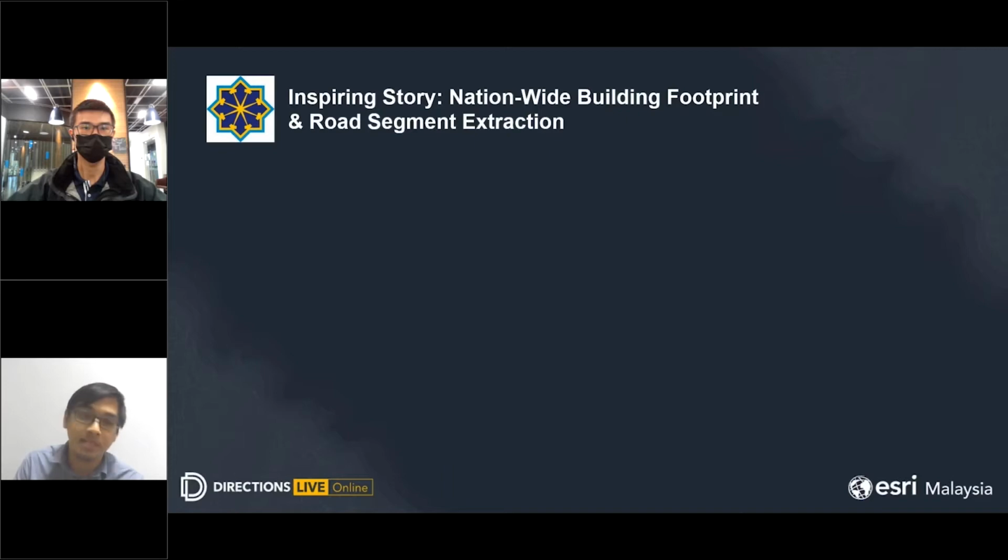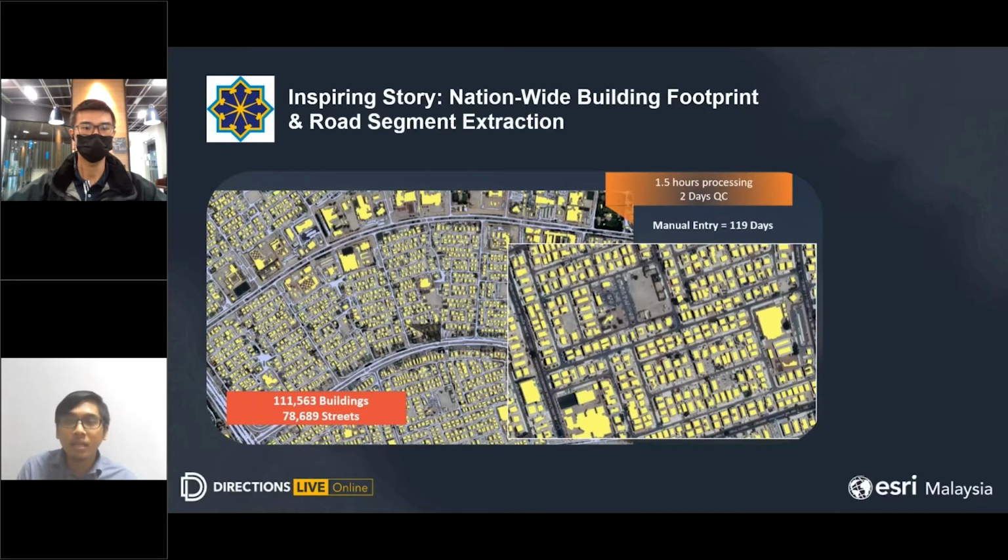So how did they achieve this? They started with an R&D project, and they explored how they could use different deep learning models to come up with building and road extractions. After they had matured in training and applying the models, they deployed them for their daily work. As you can see here, previously it was done as manual digitizing work. They did manual entry, and it took about 119 days to do this.